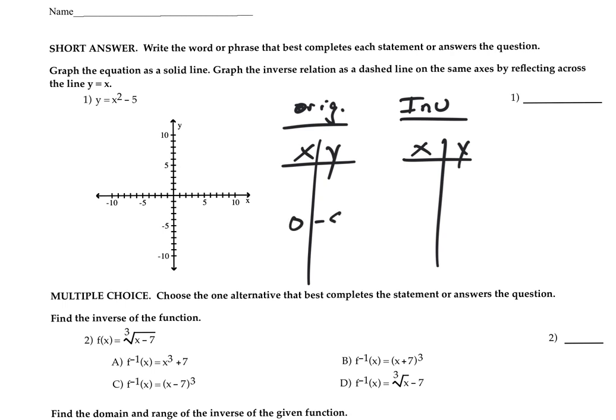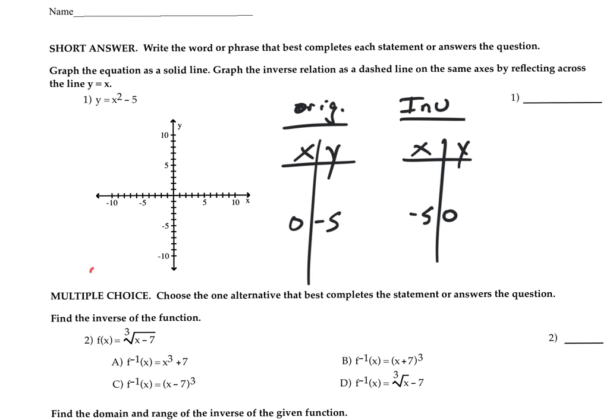0, -5 would be an ordered pair on the original. So then -5, 0 would be the point on the new one. And you want to do several points, okay? It's a parabola, so you want some points on either side. You want to see where the parabola is going to be.